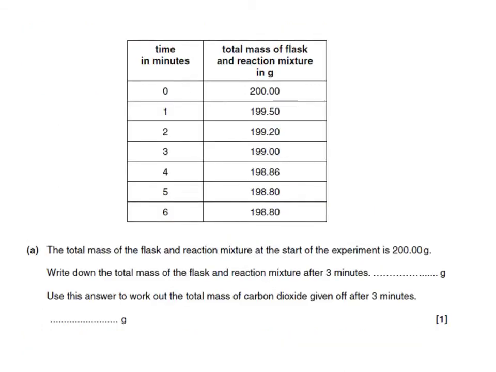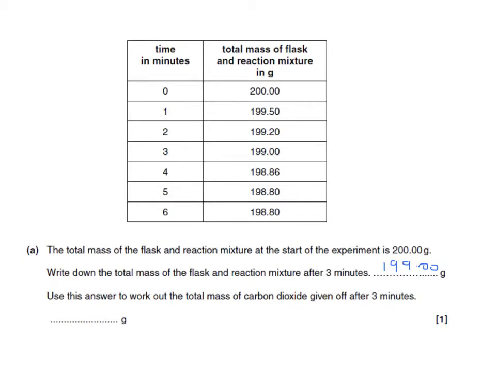Now, as we can see in the results table, as the time increases, so the total mass of the flask decreases from the initial 200 grams down to 198.8, at which point it stops decreasing, so the reaction appears to have finished at 5 minutes. The total mass of the flask and the reaction mixture at the start is 200 grams. Write down the total mass of the flask and reaction mixture after 3 minutes. Well, after 3 minutes, if we read off the table, that would be 199.00 grams.